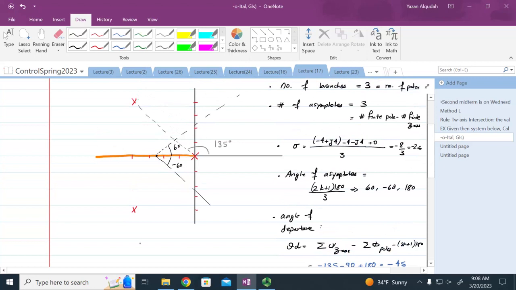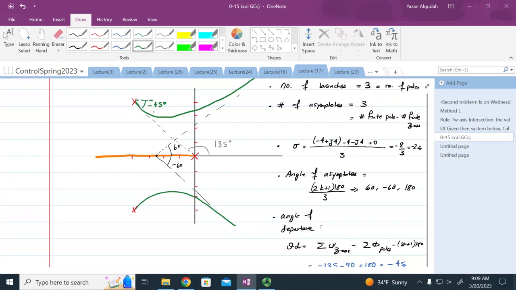So therefore, how does the branch that starts at that pole behave? It is going to go with negative 45 degrees and is going to go like this. Same thing here, it is going to go to this asymptote. This angle here is negative 45 degrees. Together? Of course, I have it calculated, but I can also calculate the j omega intersection and find exactly where this is going to go.